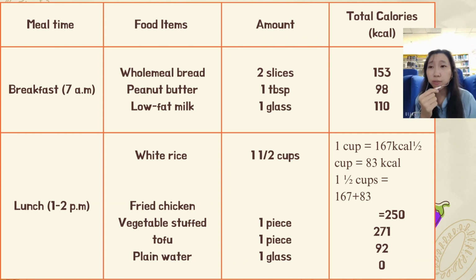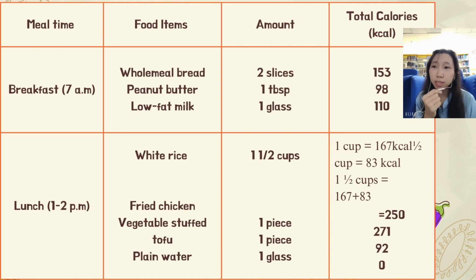This is the 24-hour diet record table. We can know that May takes breakfast at 7 a.m. Usually she will take 2 slices of wholemeal bread, 1 tablespoon of peanut butter, and 1 glass of low-fat milk, which is a total of 153 calories from the bread, 98 calories from the peanut butter, and 110 from the low-fat milk.